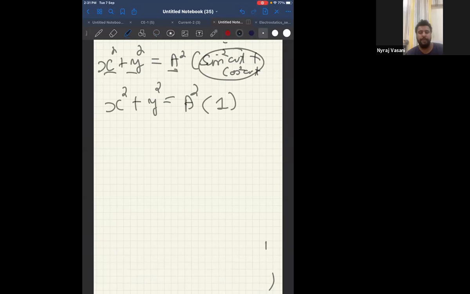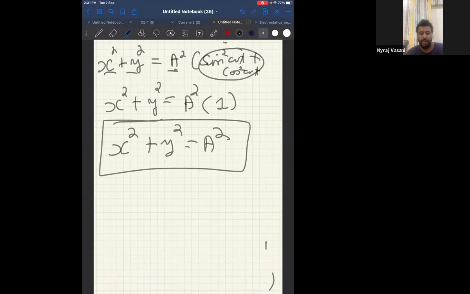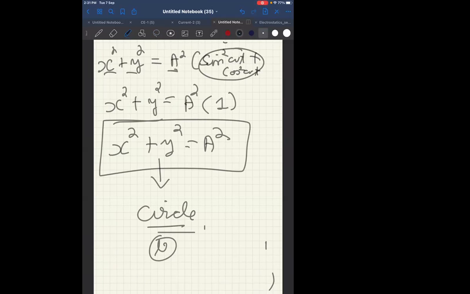Therefore, what is your final equation? X square plus y square equal to a square, correct? This is our final equation. Now, this equation represents which geometric figure? Circle. Therefore, answer will be B, circle. Did you get it? Yes, sir. Thank you.